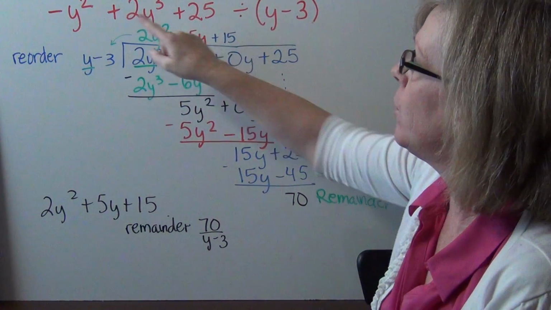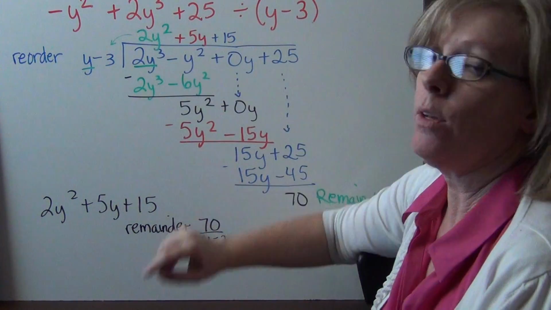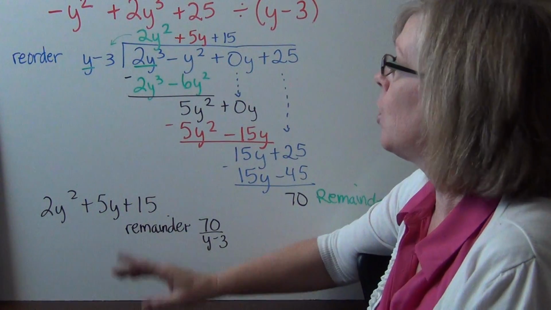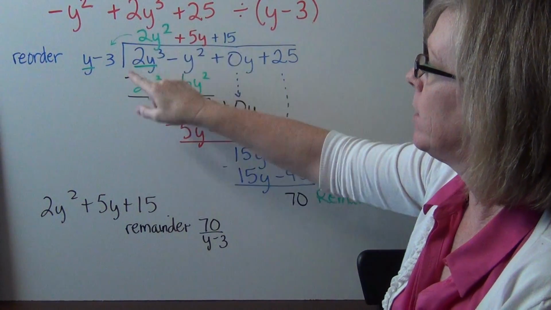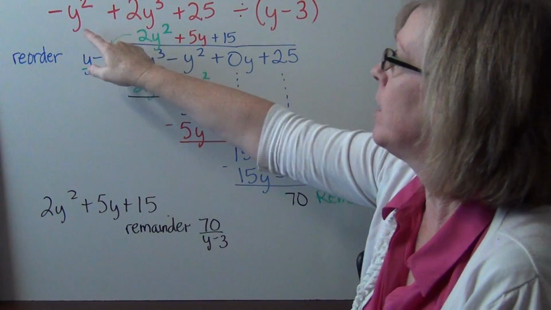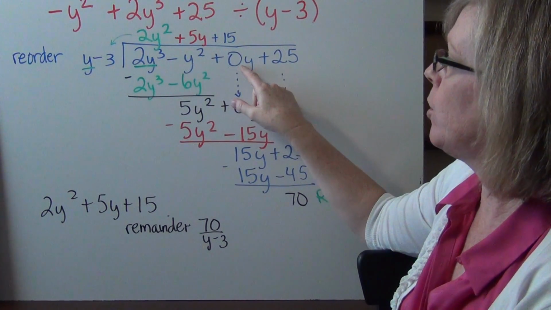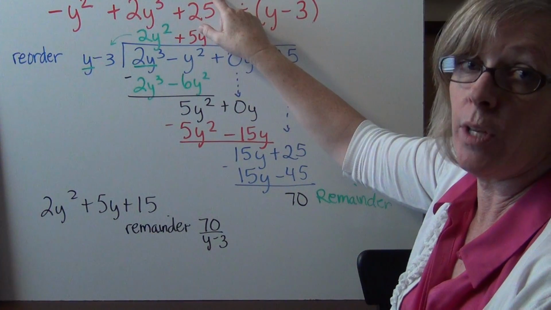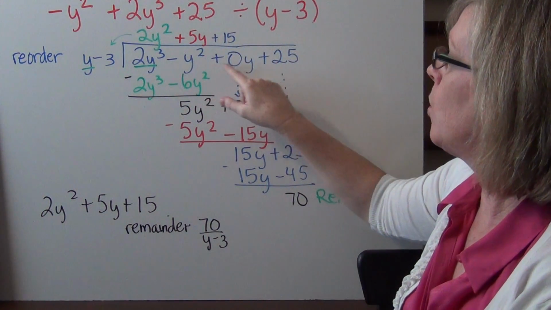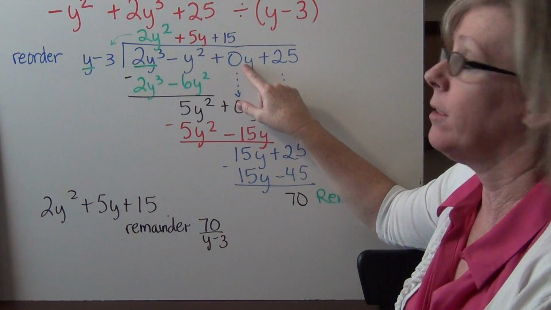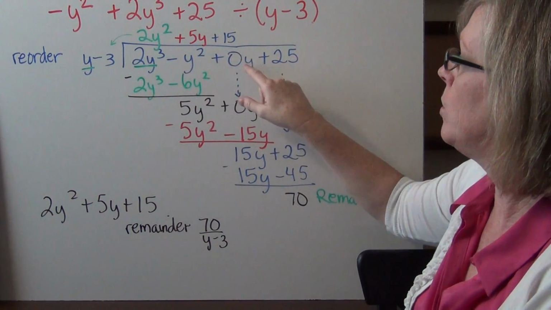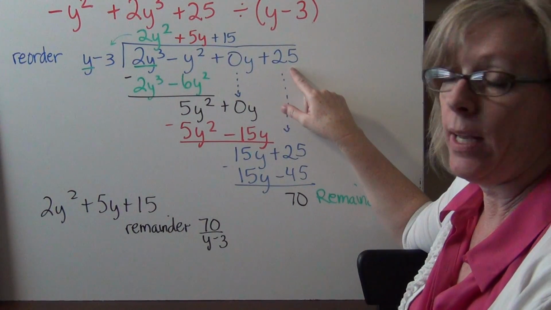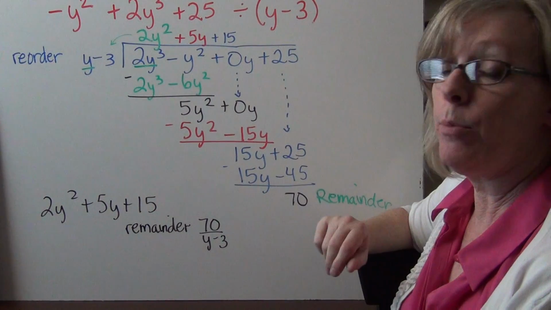3. First thing you should notice is I have things out of order in standard form. So I would immediately change and put the 2y to the third first, minus y squared. Notice there's no y term. It goes straight from y squared to the constant, to the numbers. So I put in 0y right here because I need to go 3, 2, y, and number. Now I do the same process.